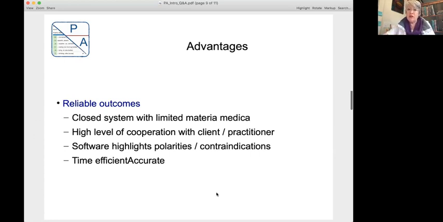So another thing that really contributes to the reliable outcomes that's an advantage is that this method really generates a high level of cooperation between the client and the practitioner that leads you toward better outcomes. And by putting the symptoms into this software, it's just a different repertorization tool for the Boenninghausen pocketbook. And for those of you who have Radar Opus, an older version of the software is built into Radar Opus. It highlights the polarities. We get to see, based on the polarities, what's the most likely, and what are the contraindications that are associated with that weaker pole that we shouldn't waste our time and the client's time giving them. So it's time efficient and it's accurate.